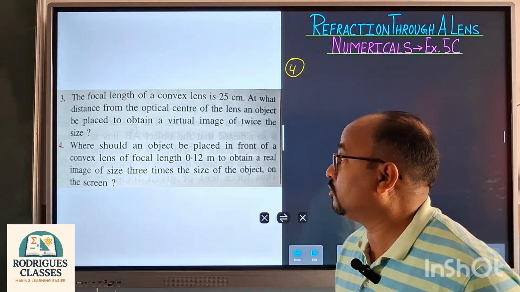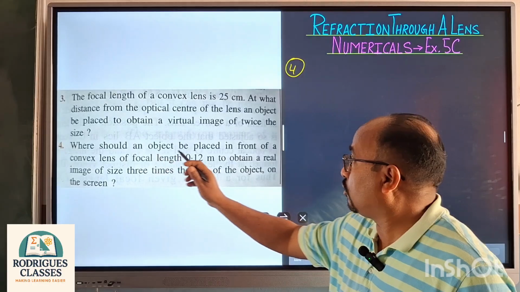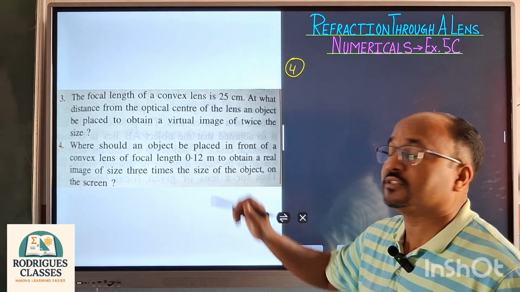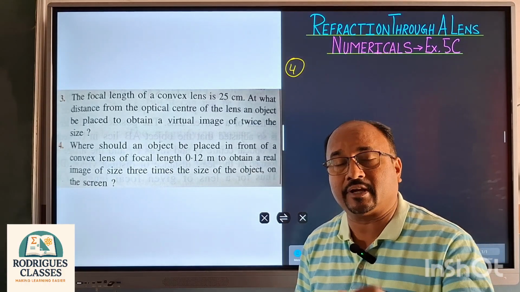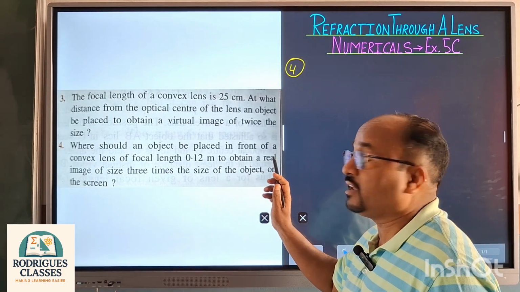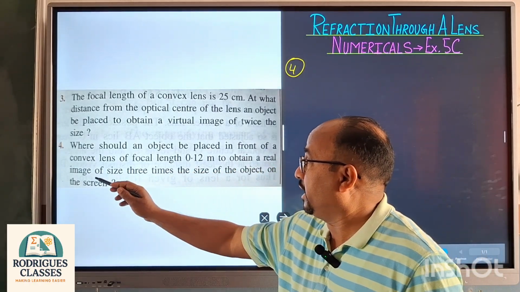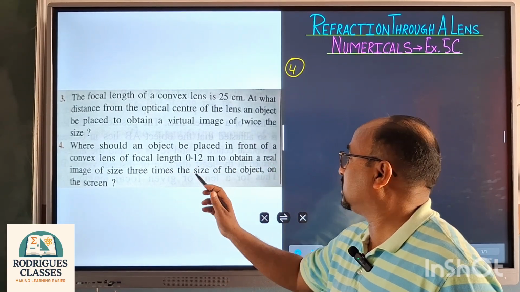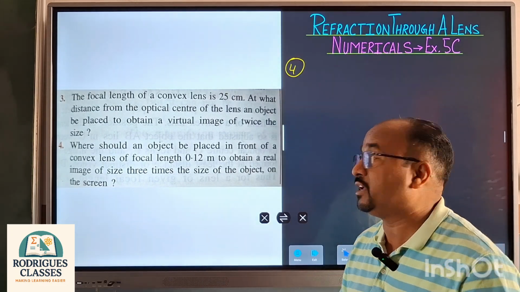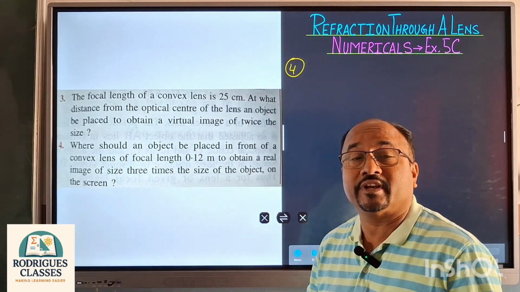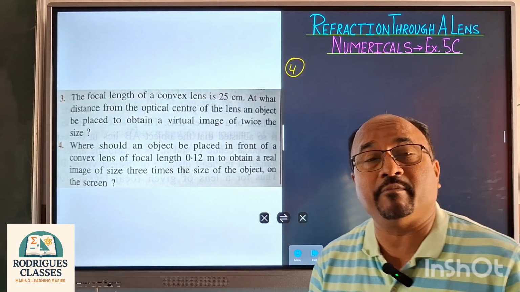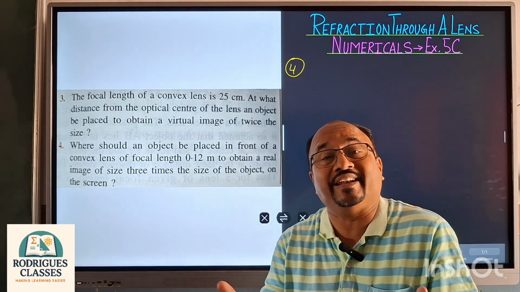Let us go through the numerical, which says: where should an object be placed in front of a convex lens of focal length 0.12 meter? We will convert it into centimeter, which you know is 12 centimeter, to obtain a real image of size 3 times the size of the object on the screen. So the previous sum was a virtual image, now it is a real image. So real image means inverted image, and inverted image means magnification will be negative.